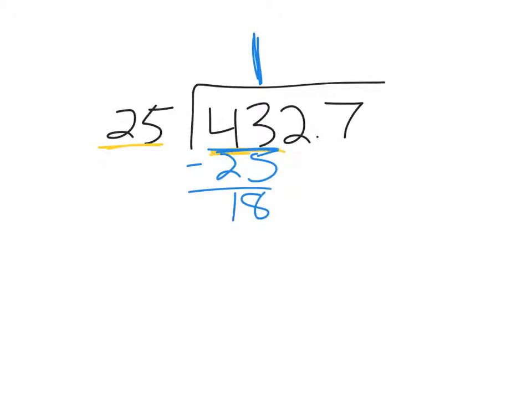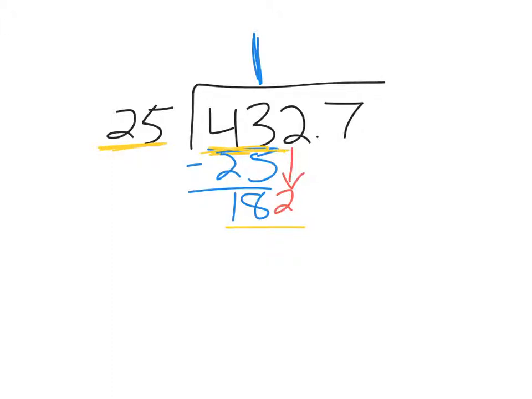So that's my remainder. Then our next step is to bring down the next digit, starting here with the 2, making this now 182. Now I'm simply going to ask myself the exact same question that I did with the 25 into the 43.